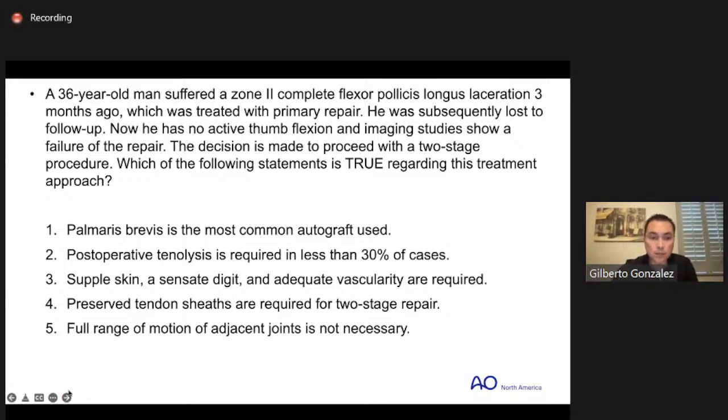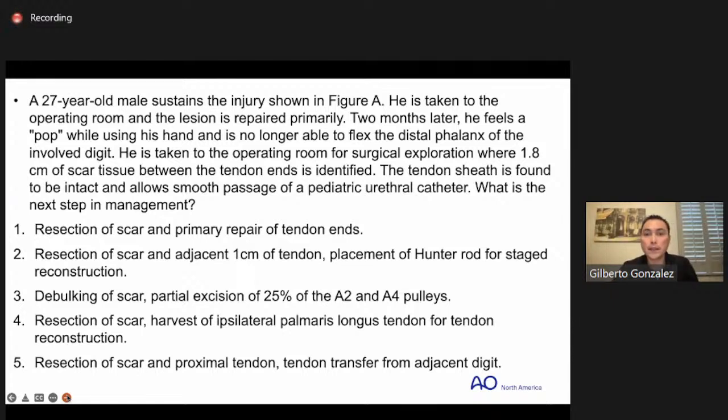Let's see. Next question. A 27-year-old male sustains an injury. I can tell you it is a zone 2 injury. You repair it primarily. 2 months later, the patient feels a pop while using his hand, and he's no longer able to flex the DIP of that digit. The patient is taken to the OR, and during the exploration, 1.8 centimeters of scar tissue between the tendons is identified. The tendon sheath is found to be intact and allows a smooth passage of a catheter. What's the next step? Once again, here we have the 5 potential options.